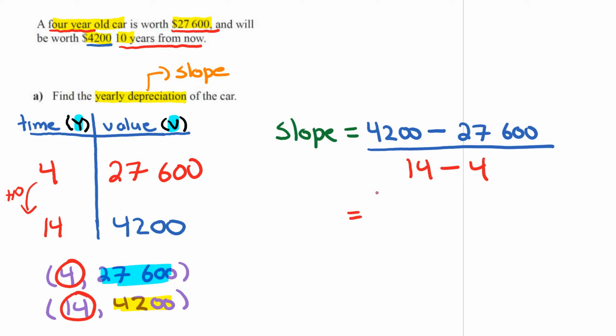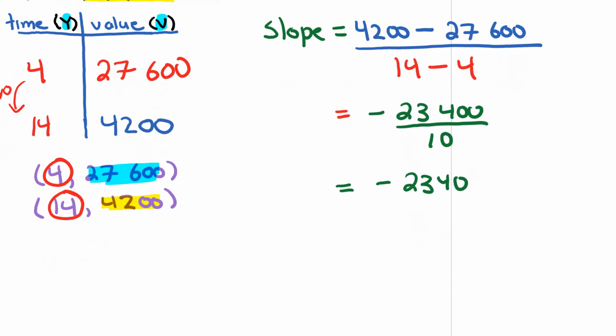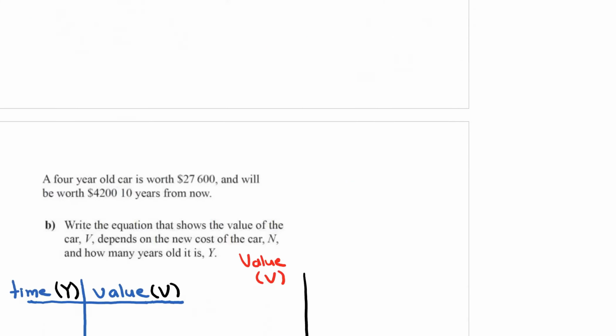Now I would just go to your calculator here, and on the numerator you get negative 23,400, and on the denominator you get 10. If you go to your calculator, you get negative 2,340. What this really means is you're losing $2,340 per year. The car is losing that much in value per year, and that's the yearly depreciation, which is the same thing as the slope. Okay, let's move on to question B.